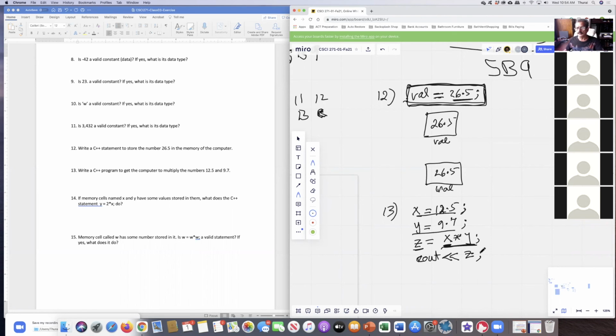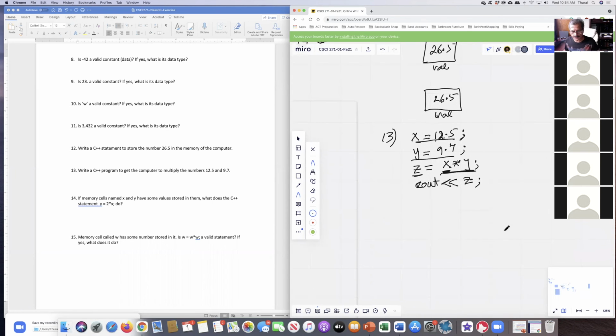let's quickly discuss the 15 and we'll be done. It took a little longer today because we created all these frames and everything. So anyway, let's go to the 15. W represents some memory and it has some value. And if that is done, then writing something like W equal to W times W, is that valid is the first question.